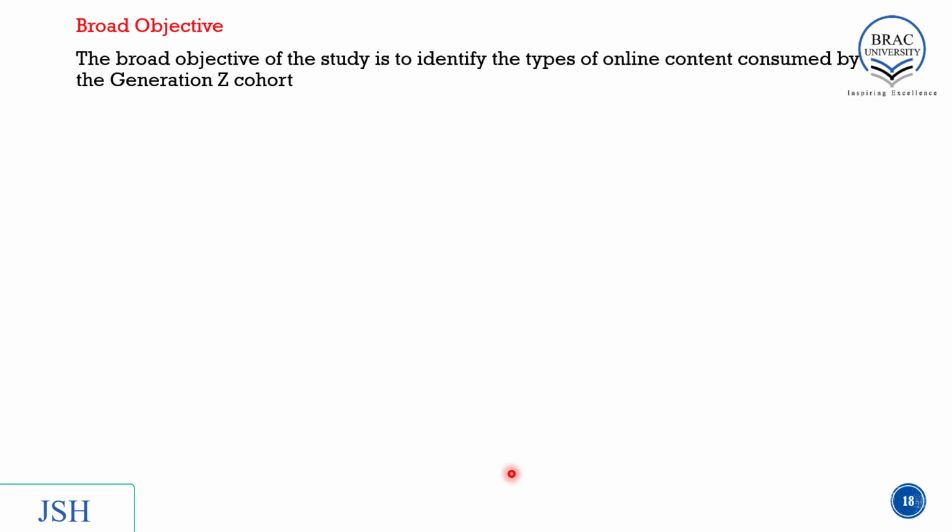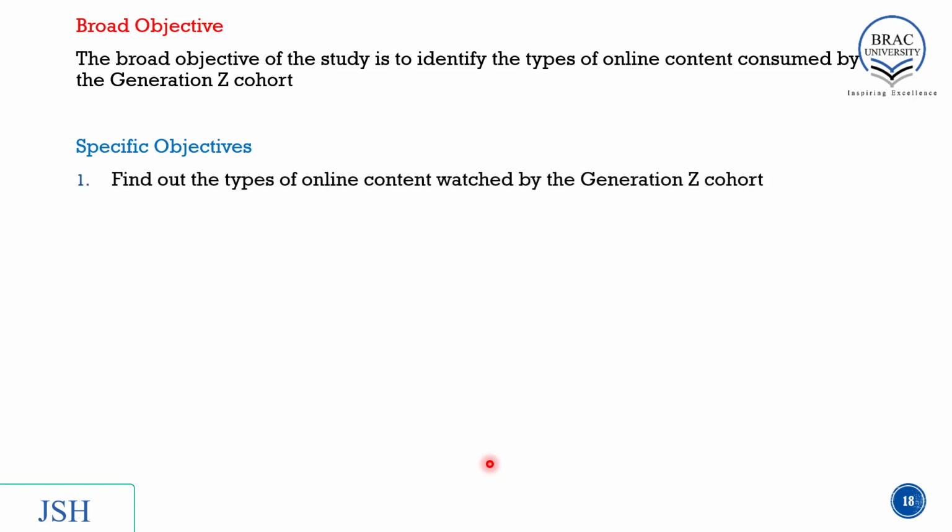All right. So here is the broad objective. I guess you guys already know that. And here is the list of specific objectives I have. Number one, find out the types of online content watched by the Generation Z cohort. I mean, this specific objective directly relates with my broad objective, right? So types of online content. So through this specific objective, I want to find out what type of online content is preferred by everyone. Is it TV series or is it movie? Is it Facebook or is it something else? So I want to find that out.